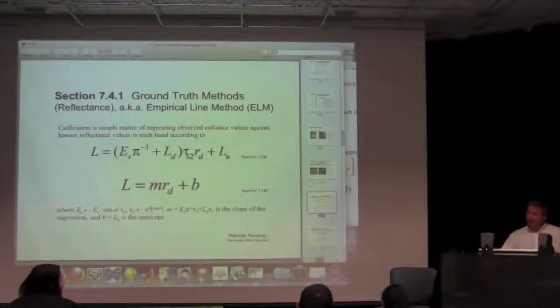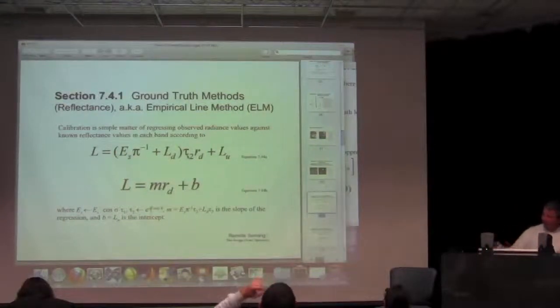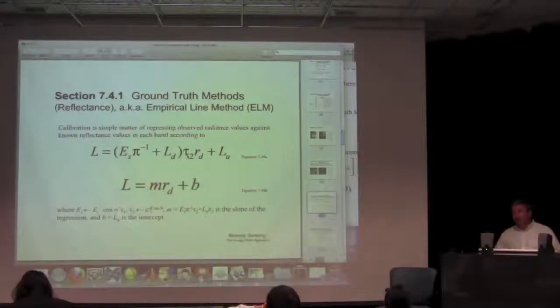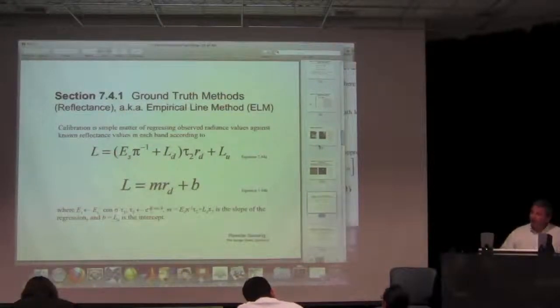And once I know tau 2, I can apply that throughout the scene. Now I can go ahead and figure out the reflectance of every target in the scene. So you've got to get all your parameters first from things that you know, and then you can use those parameters across the scene, assuming that the atmosphere is constant across the scene. For narrow field of view sensors, that's a pretty good assumption. When you use something like a Landsat sensor, obviously, when you're looking at tens of kilometers, not as good of an assumption.